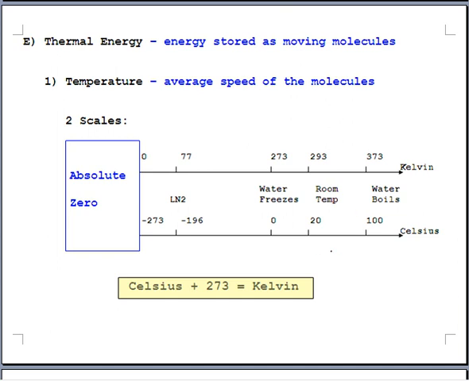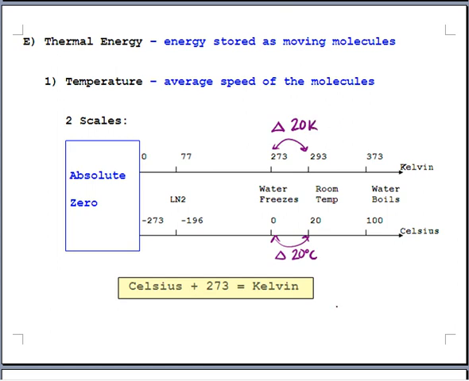What you might notice about these scales, if you look in here, that's a difference of 20 degrees. So the change in temperature was 20 degrees Celsius. And if you look right here, from 273 to 293, the change is 20 Kelvin.